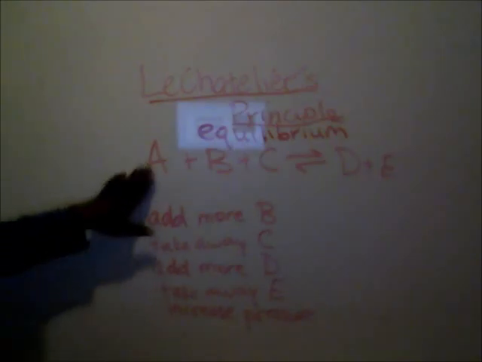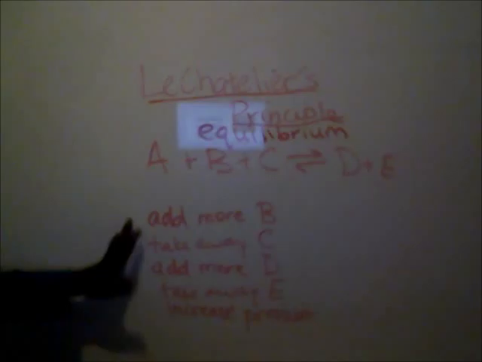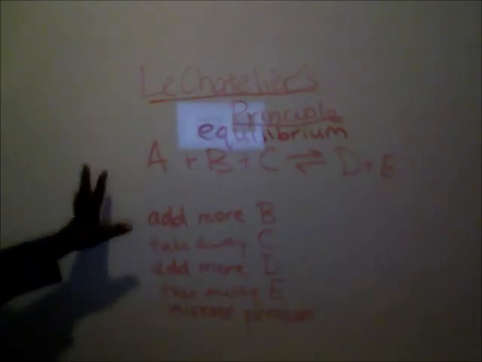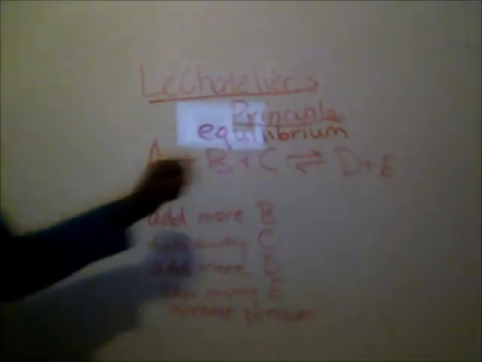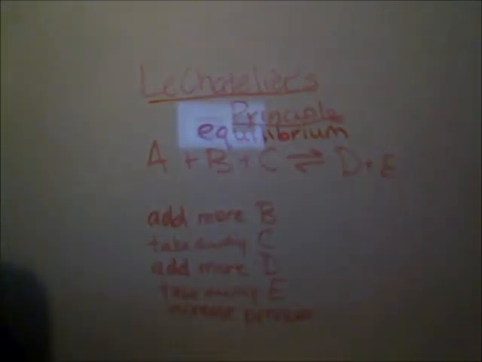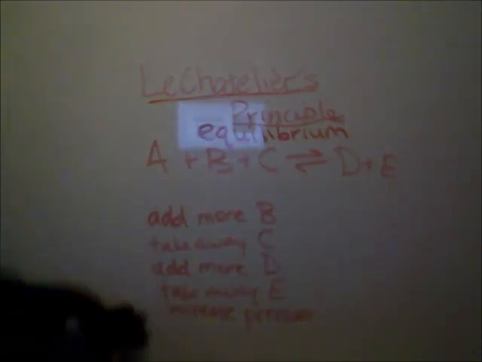So what they'll do is they'll give you the reaction and they'll give you a bunch of scenarios. I've written some scenarios here and we'll go through what happens. Now this doesn't involve any math. We just have to say whether the reaction will shift to the right, meaning it will go towards the products, or whether the reaction will shift to the left and go towards the reactants. But it all depends on the scenarios they give you.